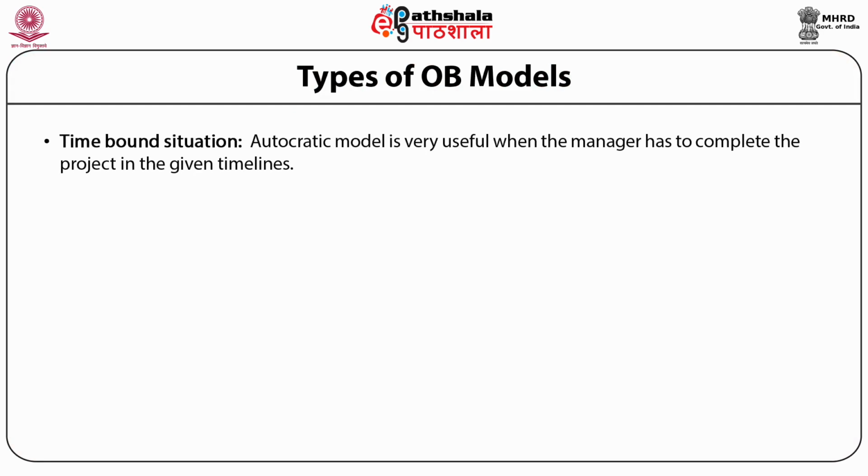However, the model has its usefulness due to the following reasons. It is authority oriented. The autocratic model is authority oriented and is useful where the organization is facing some crisis. In such a situation, power is centralized and all employees are supposed to follow the orders to bring the organization back on track. Time-bound situation: the autocratic model is very useful when the manager has to complete the project in the given timelines.